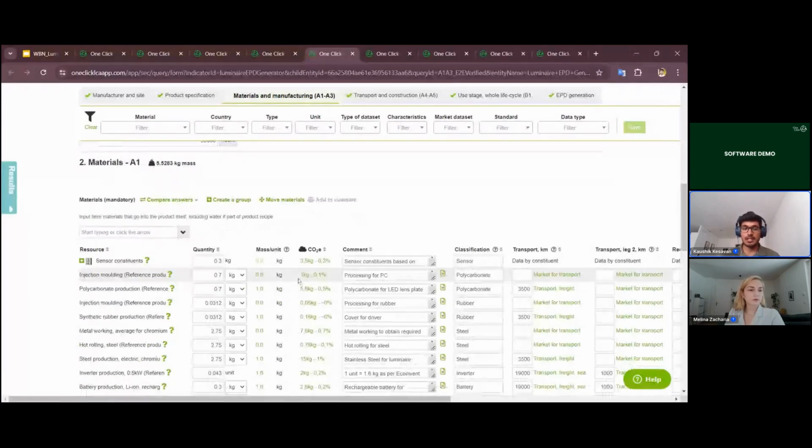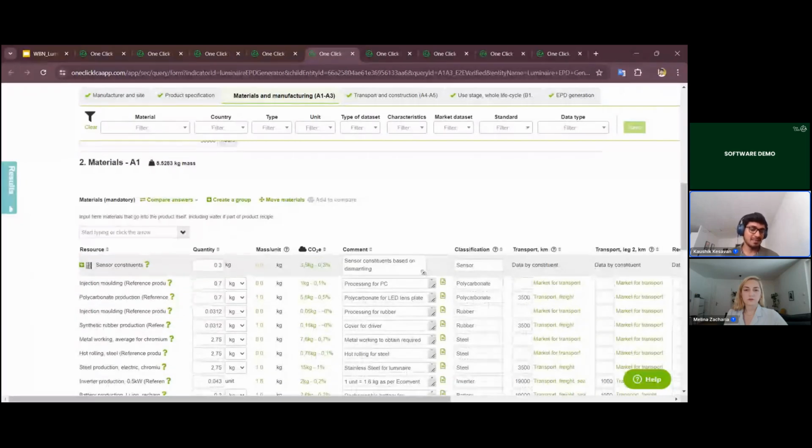So, materials A1 section. This is officially where the modeling begins. For those who are familiar with the software, it's pretty similar to how we had it earlier. There is one thing at the end that I'll come to, but we have the resource here, the quantity, and then the comment for you to enter any information you have.